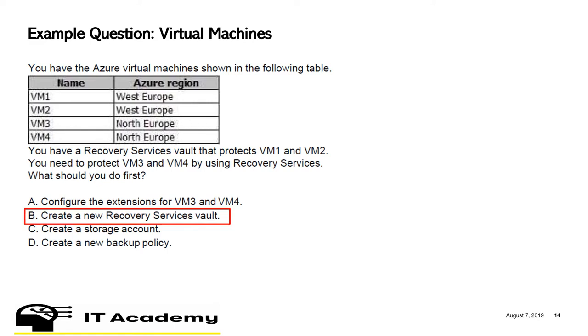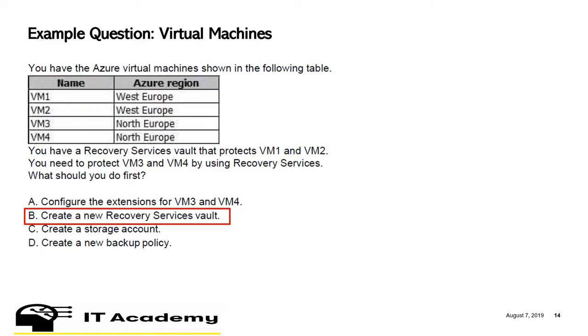So let's take a look at what information the question is actually giving us here. We've got 4 virtual machines spread across 2 regions. We're then told that we already have a Recovery Services Vault that protects Virtual Machine 1 and Virtual Machine 2. Because of the way Recovery Services works, a Recovery Services Vault needs to be in the same Azure region as any virtual machines it's protecting.